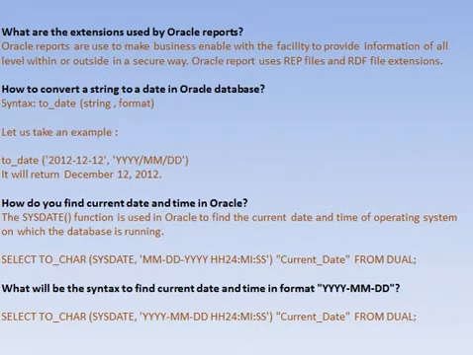How do you find the current date and time in Oracle? The sysdate function is used in Oracle to find the current date and time of the operating system on which the database is running. Select to_char, sysdate, from Dual. What will be the syntax to find the current date and time in a given format? Select to_char, sysdate, current_date from Dual.